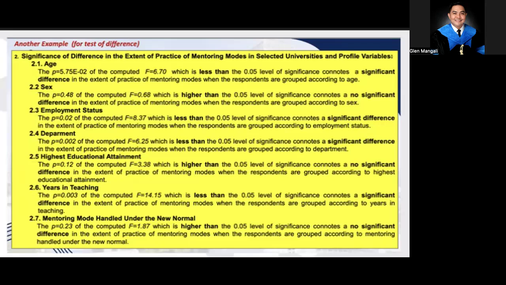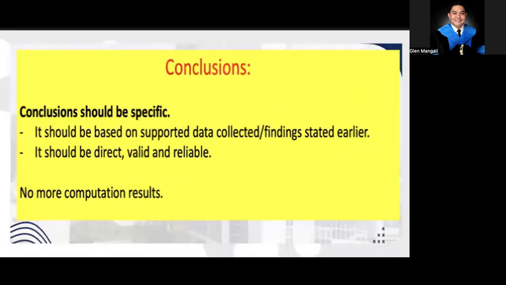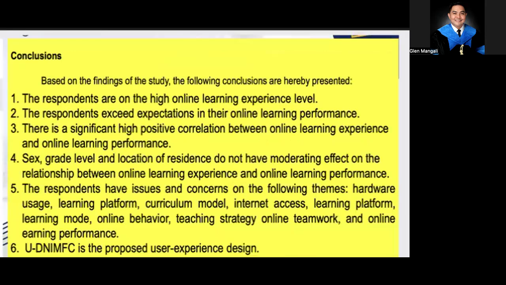Next is conclusion. Conclusion should be specific. It should be based on supported data or findings that were stated earlier in your discussion. It should be direct, valid, and reliable. And here, in conclusion, we do not expect to have more computation. So how do we present the conclusion in a thesis format? So it can be written this way.